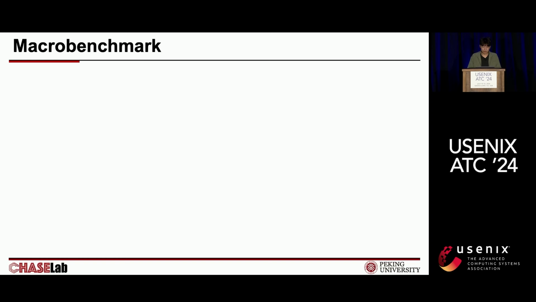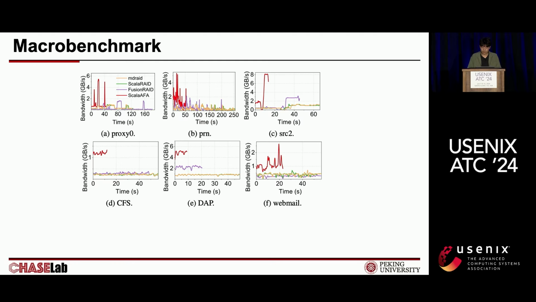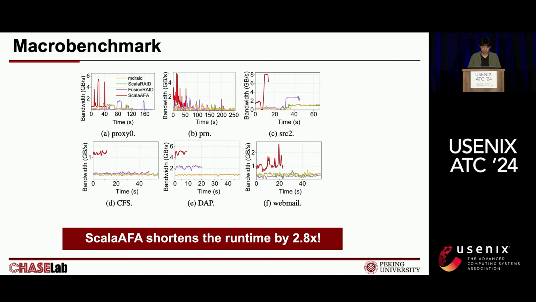The superiority holds in the macro-benchmark test. This figure shows the throughput in different real workloads. Higher is better. The red line represents ScalaAFA. As you can see, ScalaAFA achieves the highest performance in all workloads, and therefore it shortens the runtime by 2.8 times.